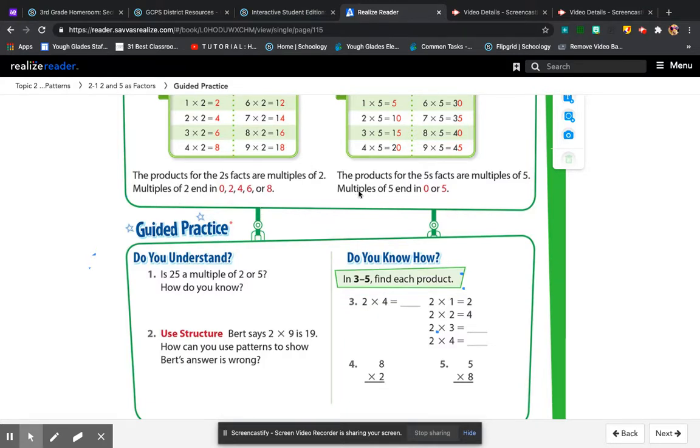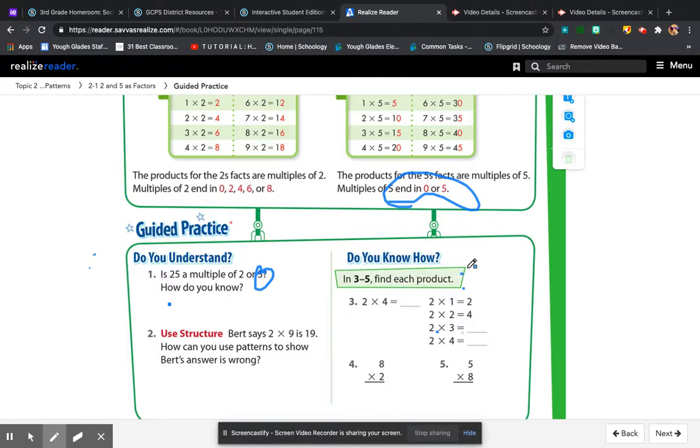Let's look at 5s. What is a multiple of 5? It ends with 0 or 5. Look, there's a 5 in the ones place. It is a multiple of 5. It's a multiple of 5 because it ends, and you can write this, it ends in a 0 or a 5. That's how I know it's a multiple of 5. It comes from 5 times 5, which makes 25 the product of a 5's fact. It says find each product.